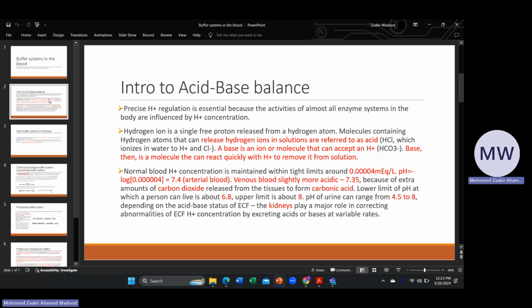But when it comes to urine, it's a little bit different. The range is a little bit more flexible, ranging from 4.5 to around 8, and this changes again with the individual, the amount of hydration, and many other factors. It of course basically depends on the acid-base status of the ECF, or the extracellular fluid, for which the kidneys play a major role in correcting any abnormalities by either excreting any acids or any bases.